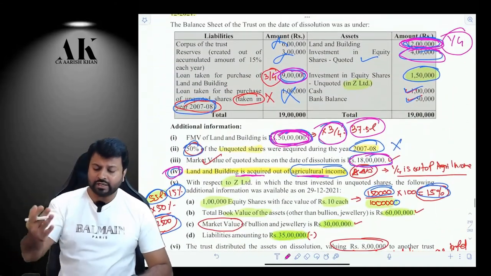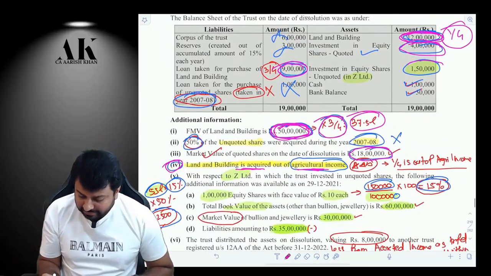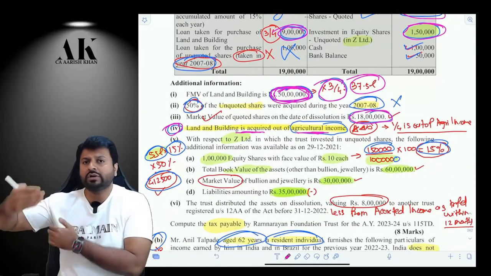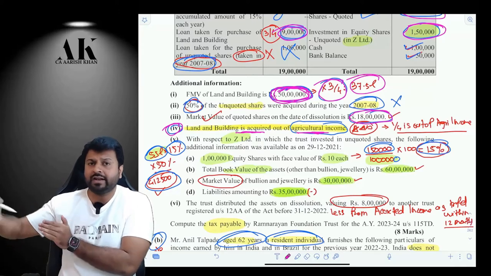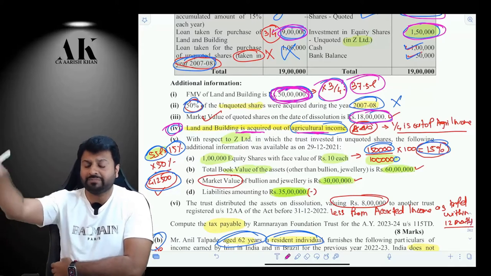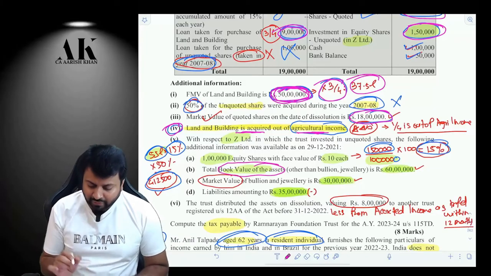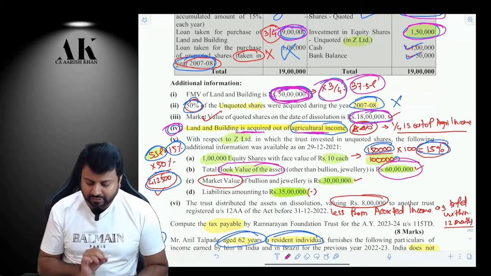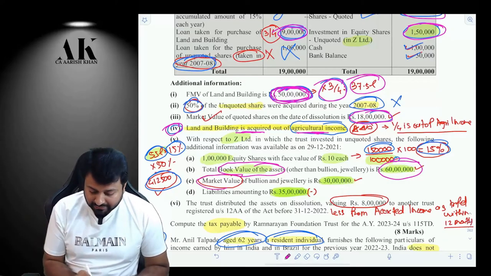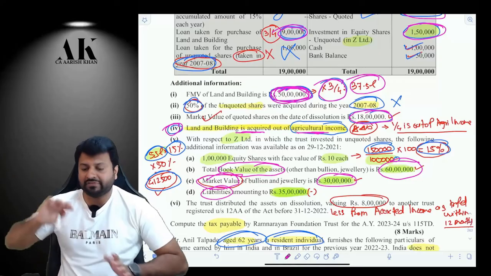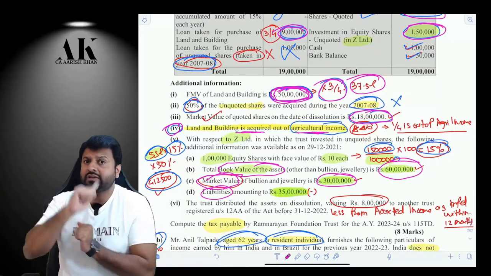Now, for unquoted shares, you have to make some calculations. You have some equity investments in unquoted shares of Z Limited. You have to compute the value of Z Limited, and then find out how much stake you have in that particular company. Be very careful. For that, you have to take the total book value of Z Limited, which is 60 lakh rupees. Then the market value of jewelry is 30 lakh rupees, and the liabilities. Now you are computing the value of the shares of Z Limited first, because we need to find out how much value we have in that particular company.